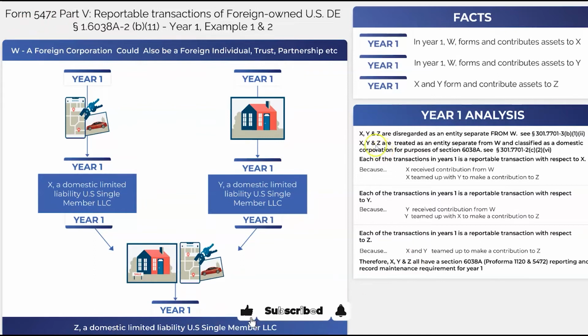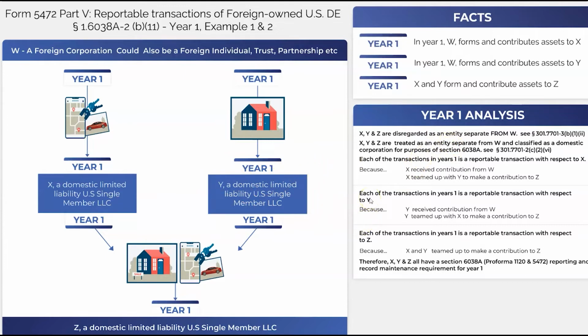Alright, so we move on and it says that X, Y, and Z are treated as entities separate from W and classified as a domestic corporation for the purpose of 1.6038A. Now what all this means is that for the limited purpose of filing Form 5472, your single member LLC is now seen as a domestic corporation and needs to file Form 5472 and 1120.